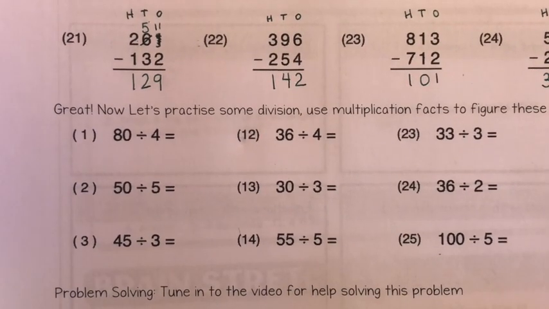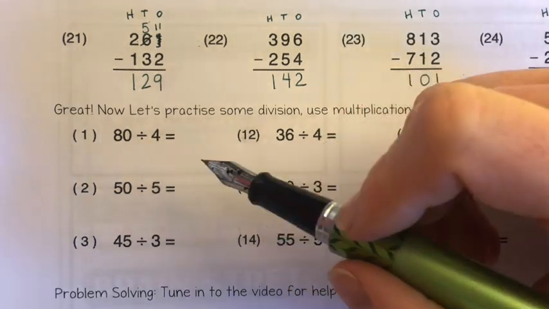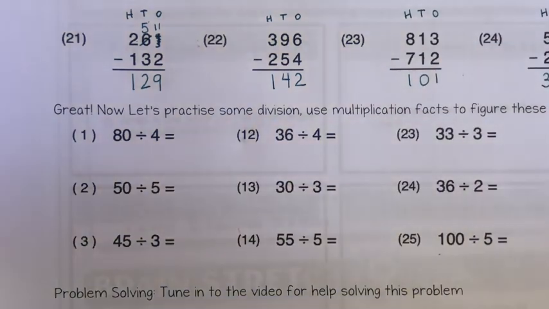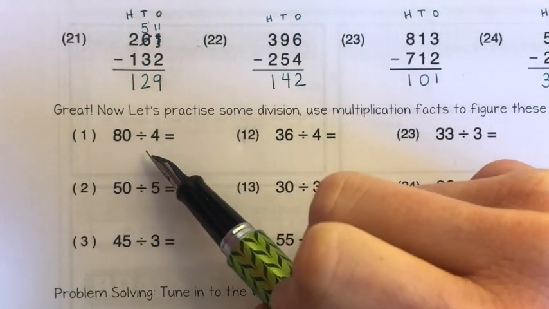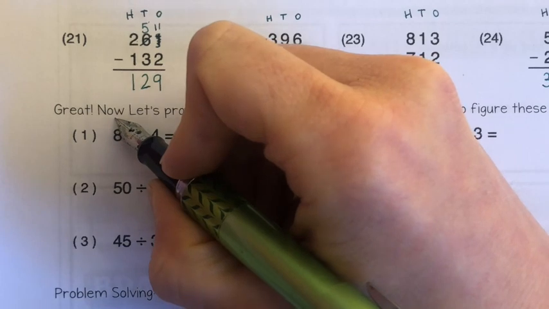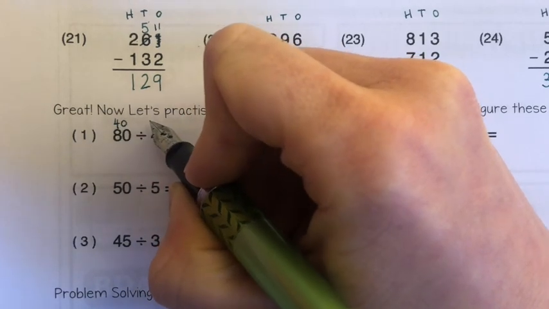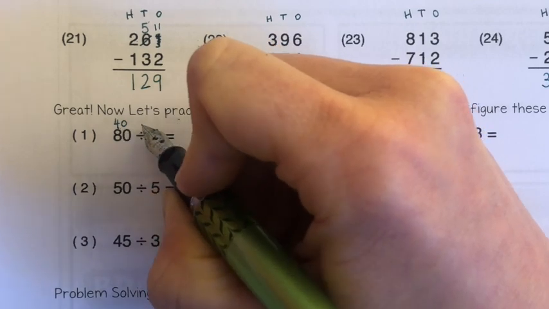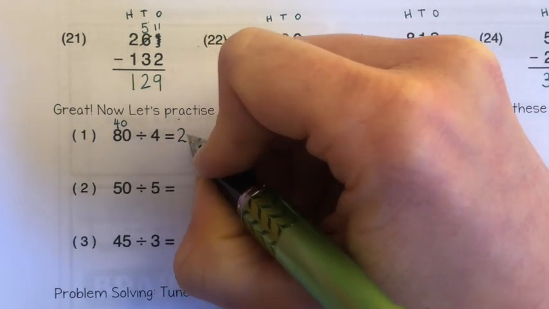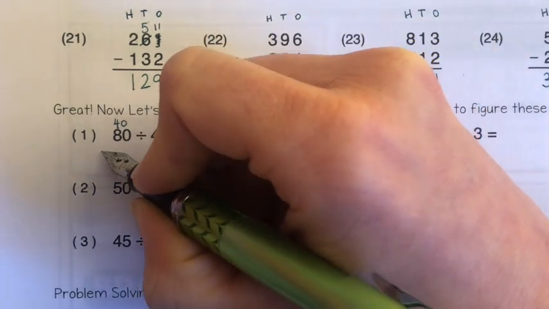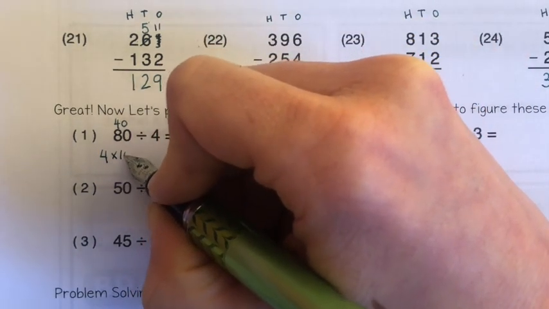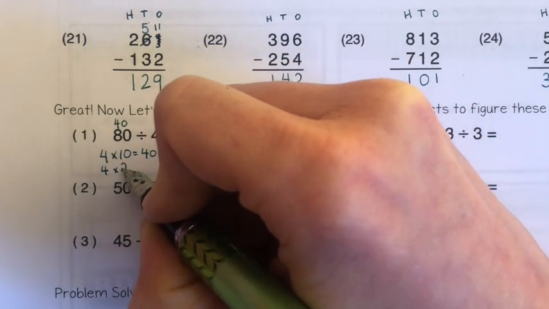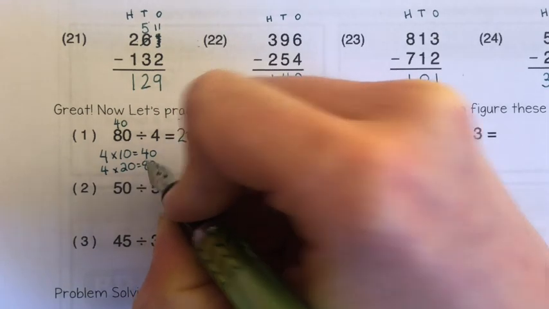Now, we're going to use our multiplication facts to solve this. And you're thinking, I don't know up to 80 for 4s. It's okay, guys. We got this. So I'm going to talk about how we can use our multiplication facts for this. So 80 divided by 4. Well, imagine that it's 40 divided by 4. 40 divided by 4 is 10, right? So 80 divided by 4 is going to be 20, because 4 times 10 is 40. 4 times 20 is 80.